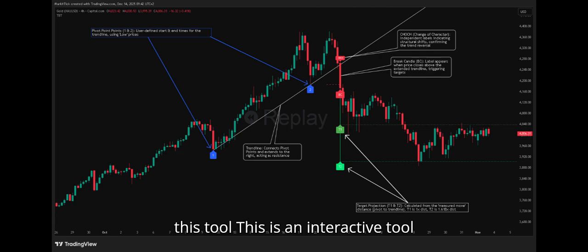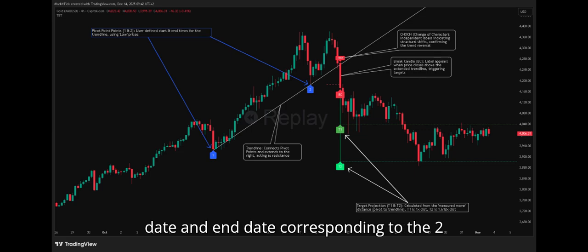How to use this tool. This is an interactive tool that requires user input to define the setup. Identify a setup: locate a clear trend, wedge, or flag pattern on your chart. Set pivot points: go to the indicator settings. Input the exact start date and end date corresponding to the two main touches of your trend line.